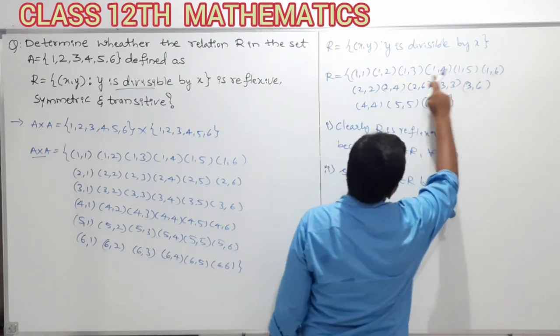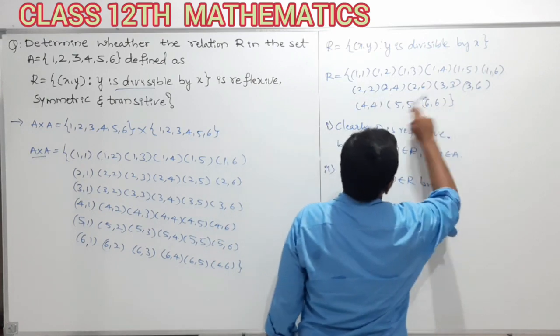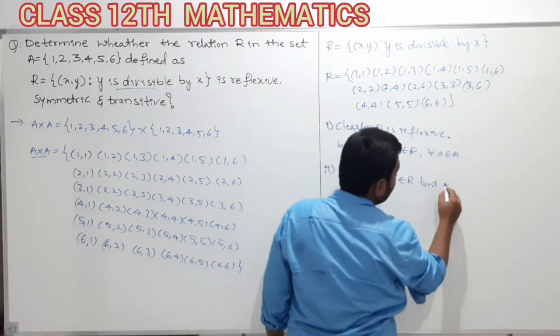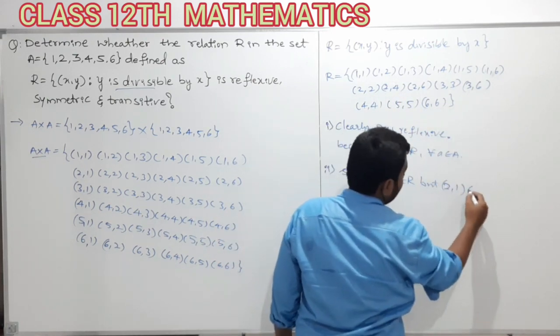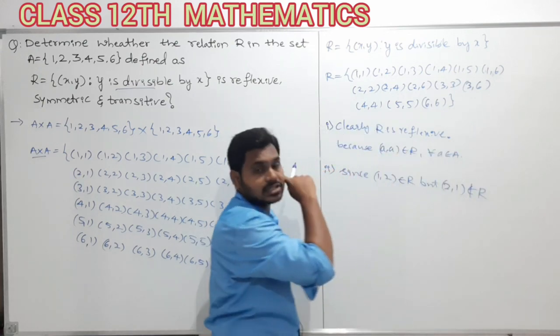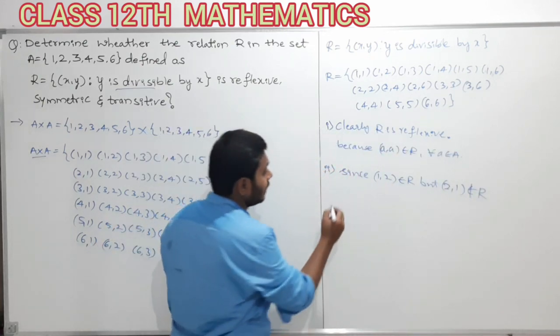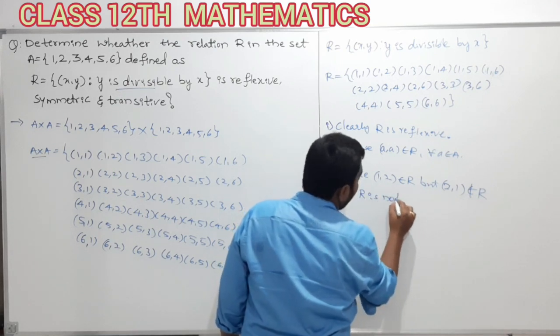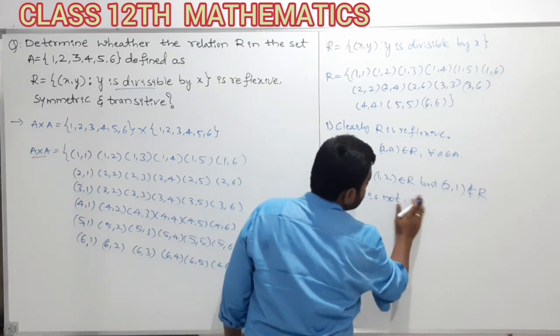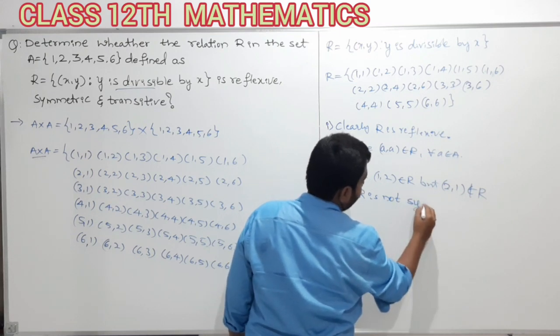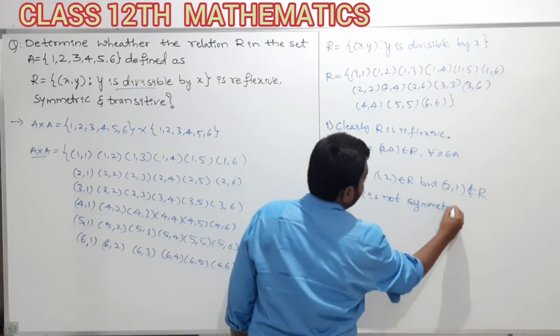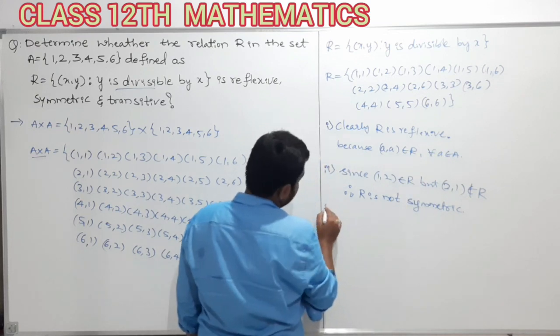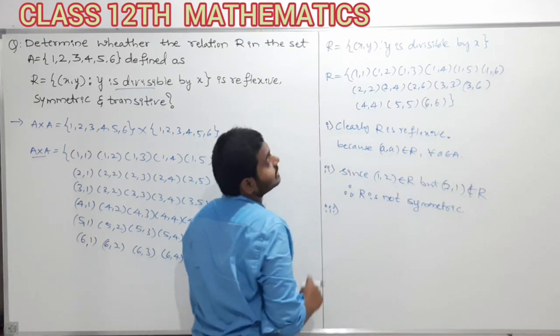Let's search, my dear friends. Here 2 comma 1 is not there, 2 comma 1 does not belong to R. It is not contained in the relation R. Therefore R is not symmetric. It is not symmetric, my dear students. Am I clear?